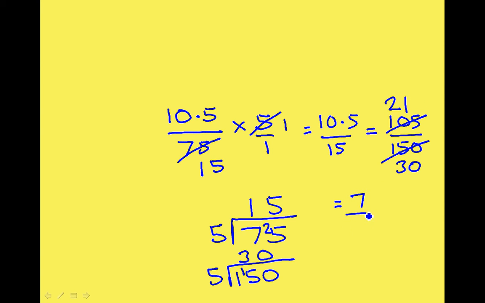So we have 7 upon 10, and we can write that as 7.0 divided by 10. Dividing by 10 is the same as moving that decimal point one place to the left, so that gives us 0.7.